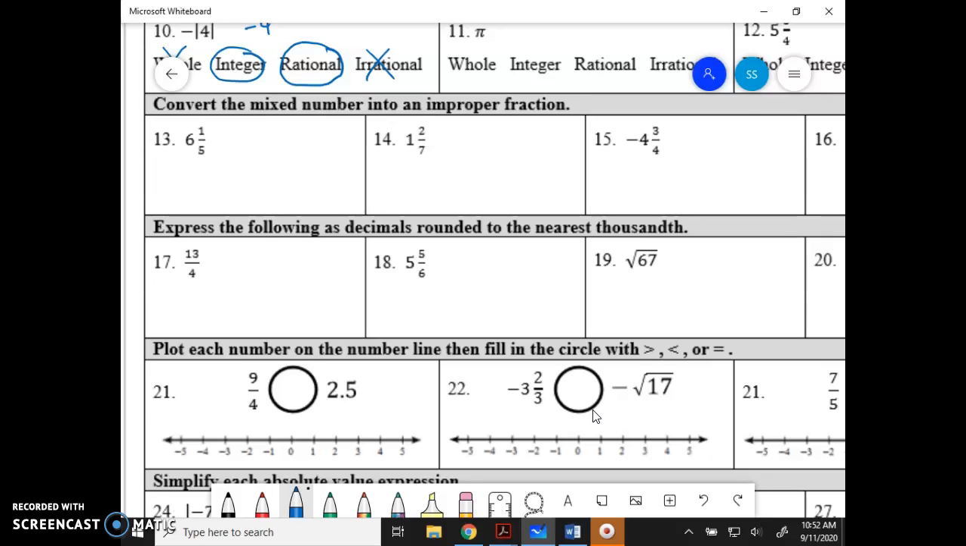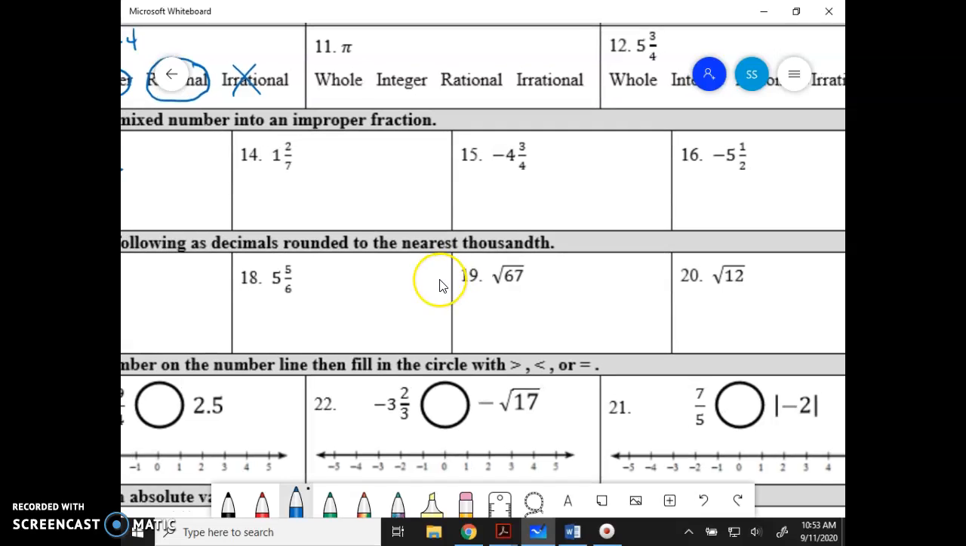And so if we remember, all we have to do there is just multiply these two numbers and then add this numerator. So this is going to be 6 times 5, which is 30, plus 1 is 31, and then you always put it over the same denominator. So that would be 31 over 5. All right, so these should be pretty easy.